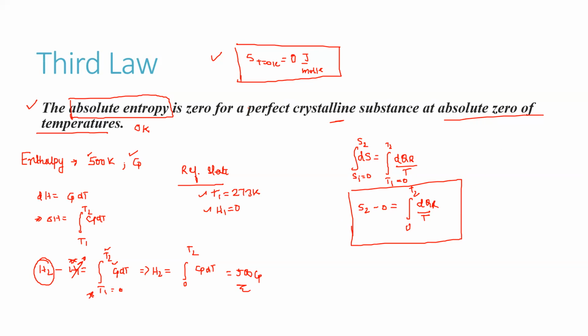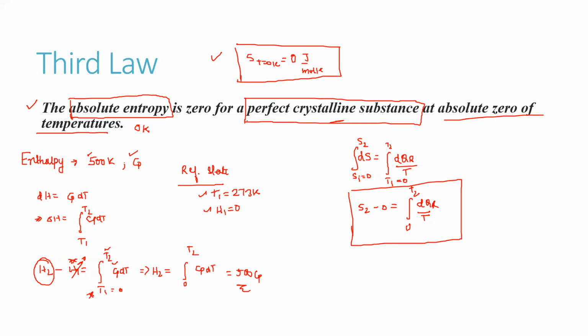First, the system must be a perfect crystalline substance. There are substances which cannot come in crystalline form, even if you reduce their temperature to absolute 0. For those substances, this law is not going to be valid. This law would be valid only for substances which are in a perfectly crystalline state, and they are at absolute 0 of temperature. In that case, the absolute entropy is going to be 0.